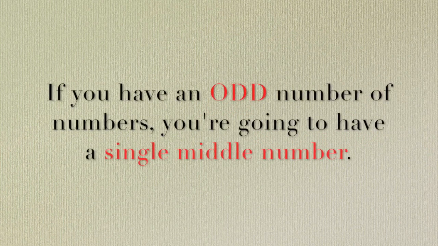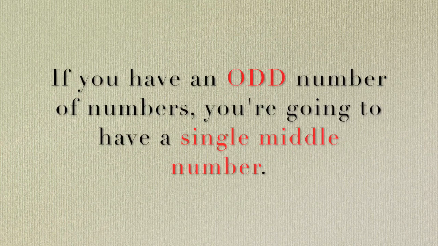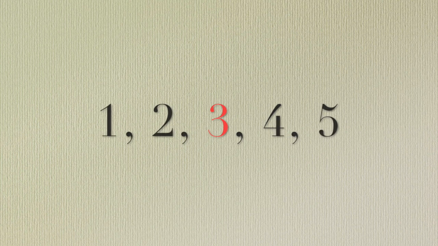If you have an odd number of numbers, then you will have a singular middle number. For example, in the set 1, 2, 3, 4, 5, the middle number is 3. So it's exactly in the middle.